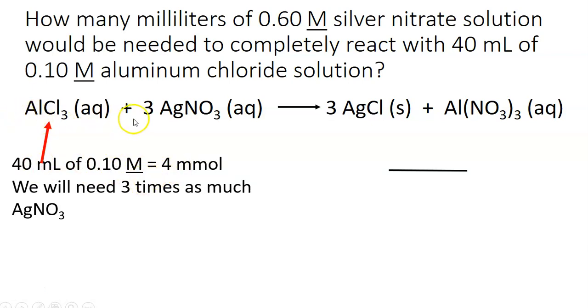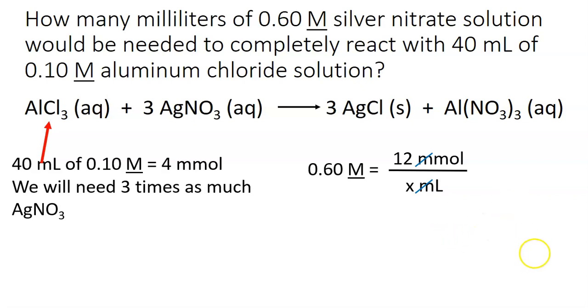It is a 1 to 3 ratio, so we're going to need 3 times as much of this stuff, which means 0.6 molar is 12 millimoles over some number of milliliters. So now remember, molarity is moles per liter. So if I have millimoles and milliliters, what that really means is these two things can cancel each other out. And my answer will still be in milliliters when we get done.